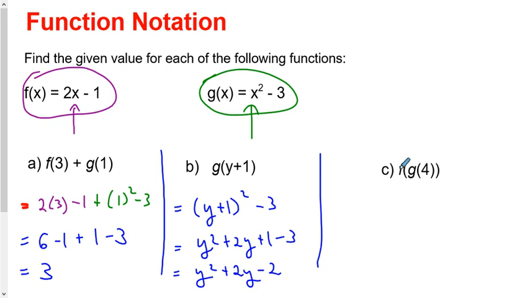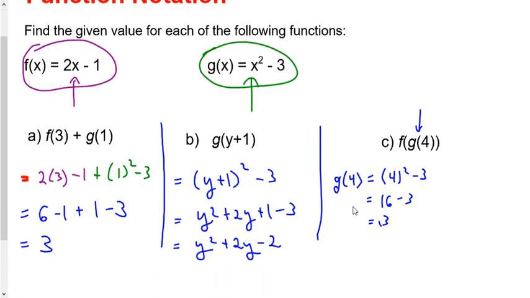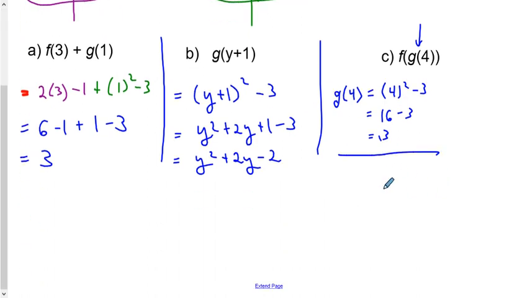Okay, my last one, f at g at 4. So this kind of thing I've got to work from the inside out. I've got to figure out what g at 4 is, and then I can substitute that into f at whatever that number is. So let's do this in two parts. Let's start just by figuring out what g at 4 is. So that's going to be everywhere I see an x, I'm going to put in a 4. 4 squared is 16, minus 3 is going to give me 13. So now I need to find, I'm just going to put a line there to show I'm going on to something new here. So now I've got to find f at 13 because that's what g at 4 was.